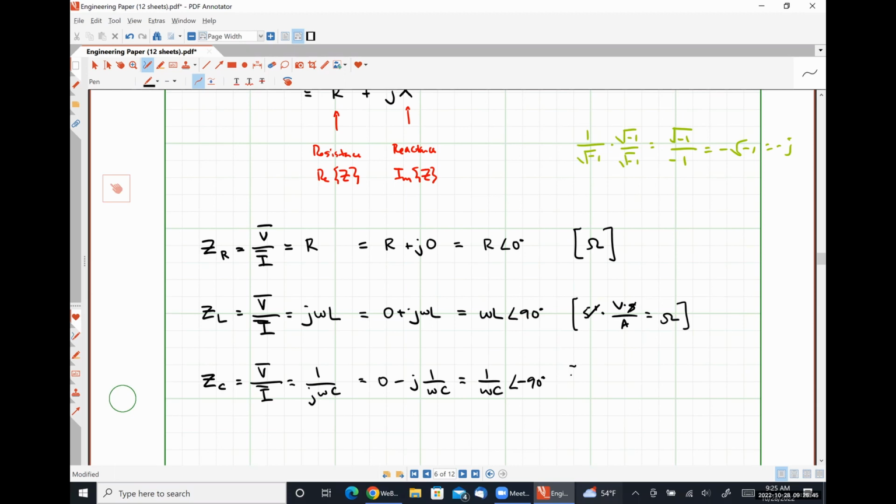Let's see what happens with a capacitor. So we have 1 over per second times amp seconds per volts. So the seconds and per seconds cancel each other out. So we have 1 over amps per volt, which is the same as a volt per amp, which we just determined was an ohm. So the units of impedance for capacitors are also in ohms.